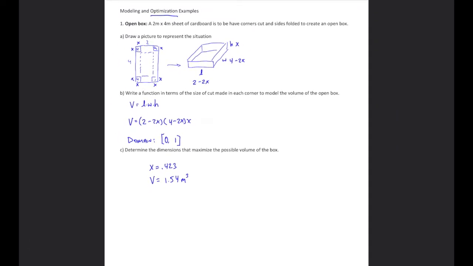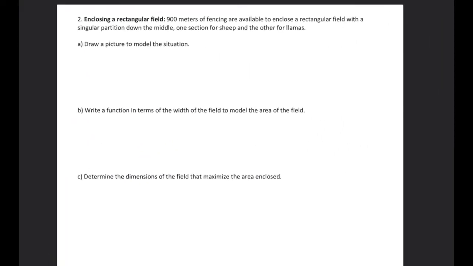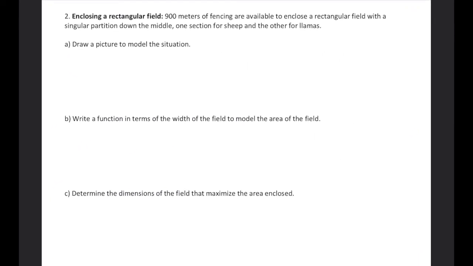We started off, we created a polynomial model, we determined an appropriate range, we created a graph, we found a solution to our problem. Let's try the next one. Here, we're going to enclose a rectangular field. 900 meters of fencing are available to enclose a rectangular field with a singular partition drawn down the middle, one section for sheep and the other for llamas.